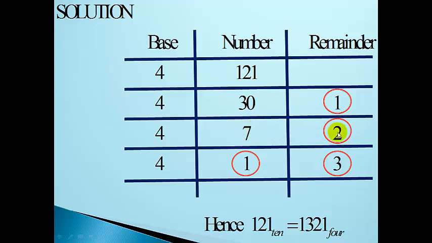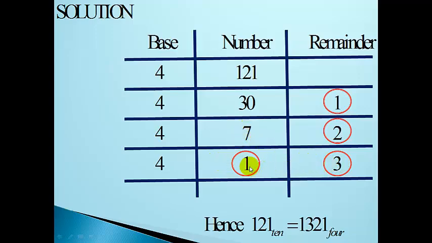The remainder is 2. Why? Because 7 times 4 is equal to 28, and the difference between 28 and 30 is 2, and that is the remainder. 7 divided by 4 is 1, remainder 3. Why is the remainder 3? Because 1 times 4 is 4, and the difference between 4 and 7 is 3. So the remainder is 3.